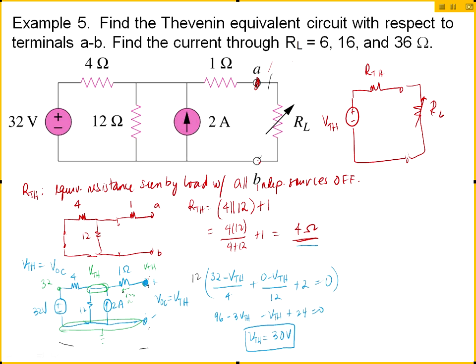Okay? The fact that this is open means that the current here is 0. If this current is 0, the voltage across that 1 ohm is also 0. So there's no voltage drop across the 1 ohm, because there's no current. So the node voltage on the left should be exactly the same as the node voltage on the right. So this is also V Thevenin. And that's what made me decide to use nodal, because there's only one unknown node.